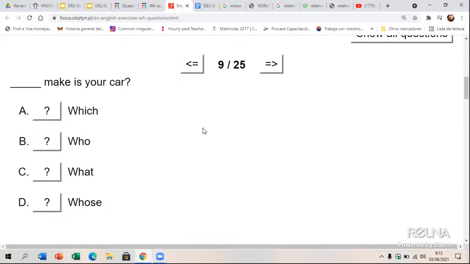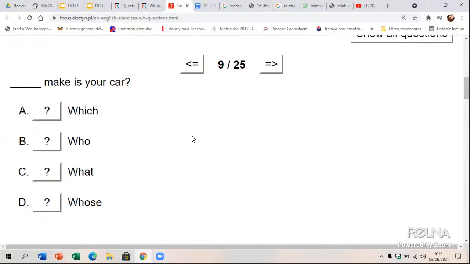Wait, which, who, what, whose make is your car? Yeah. In this case, it's pretty much like, ¿cuál es la marca, el fabricante? That's the idea.